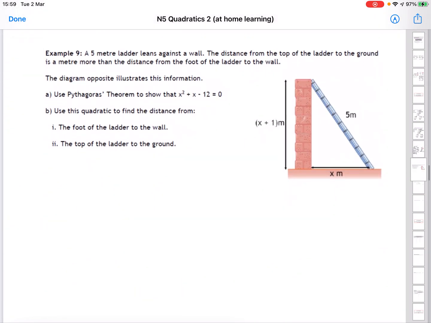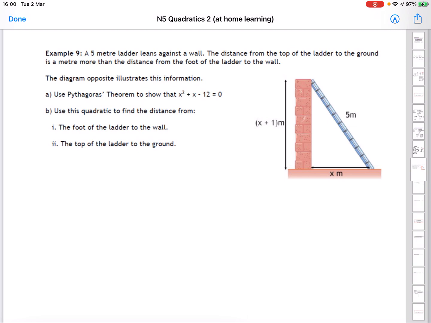Another problem-solving style question we have here, example 9. We have a 5-metre ladder leans against a wall. The distance from the top of the ladder to the ground is 1 metre more than the distance from the foot of the ladder to the wall. So that's been put onto the diagram. The distance from the ladder to the wall we're going to call x metres, and because the height is 1 metre more, we're going to call that x plus 1 metres.